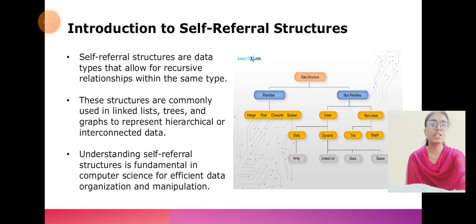Introduction to self-referral structures. Self-referral structures are data types that allow for recursive relationships within the same type. These structures are commonly used in linked lists, trees, and graphs to represent hierarchical or interconnected data. Understanding self-referral structures is fundamental in computer science for efficient data organization and manipulation.